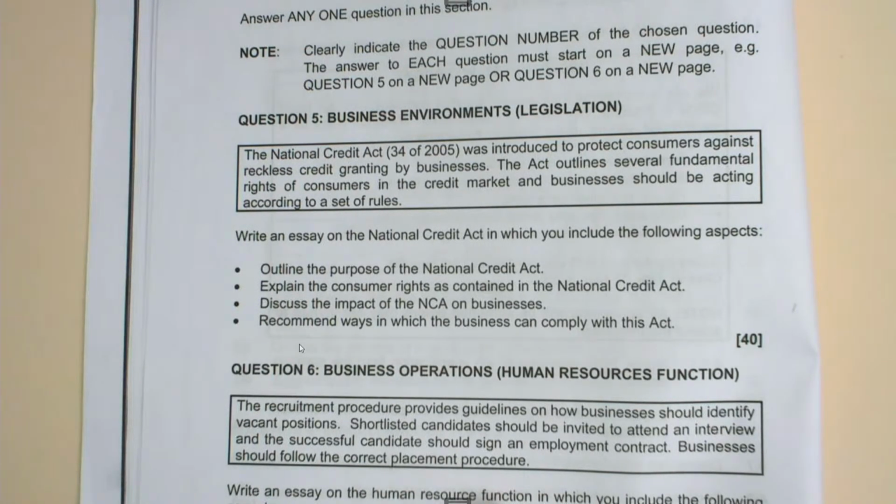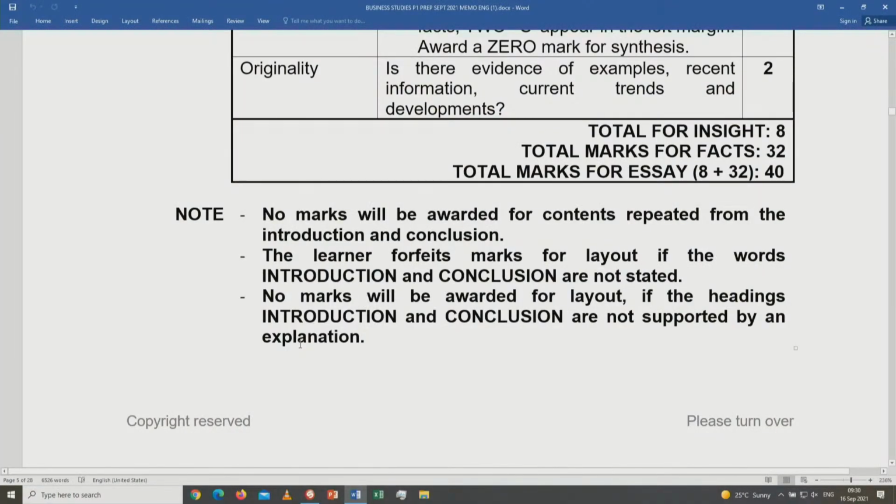Even if the learner takes the very same information and uses it in the conclusion, that will not be awarded marks. Rather, it will be considered as repetition. So be careful when you come to that. All right? And then no marks, okay, we've talked about that. And then the learner forfeits marks for layout if the words introduction and conclusion are not stated. It is important to note that the learner must literally write the word introduction or conclusion. And then no marks will be awarded for layout if the headings introduction and conclusion are not supported by an explanation underneath. I hope that is clear when it comes to the essay.